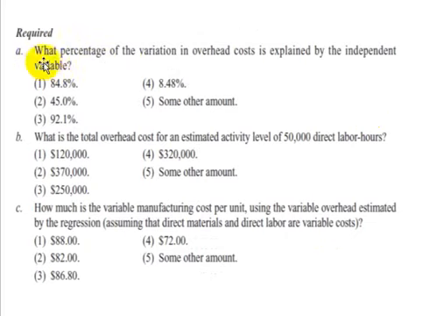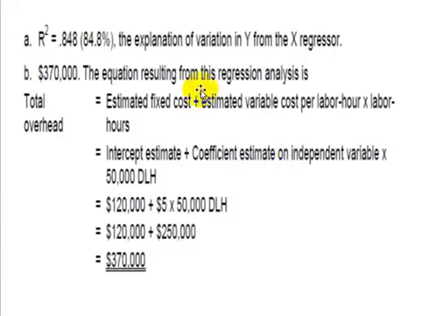Required A. What percentage of the variation in overhead costs is explained by the independent variable? What does this mean? R square is the explanation of variation in Y from the change of X.